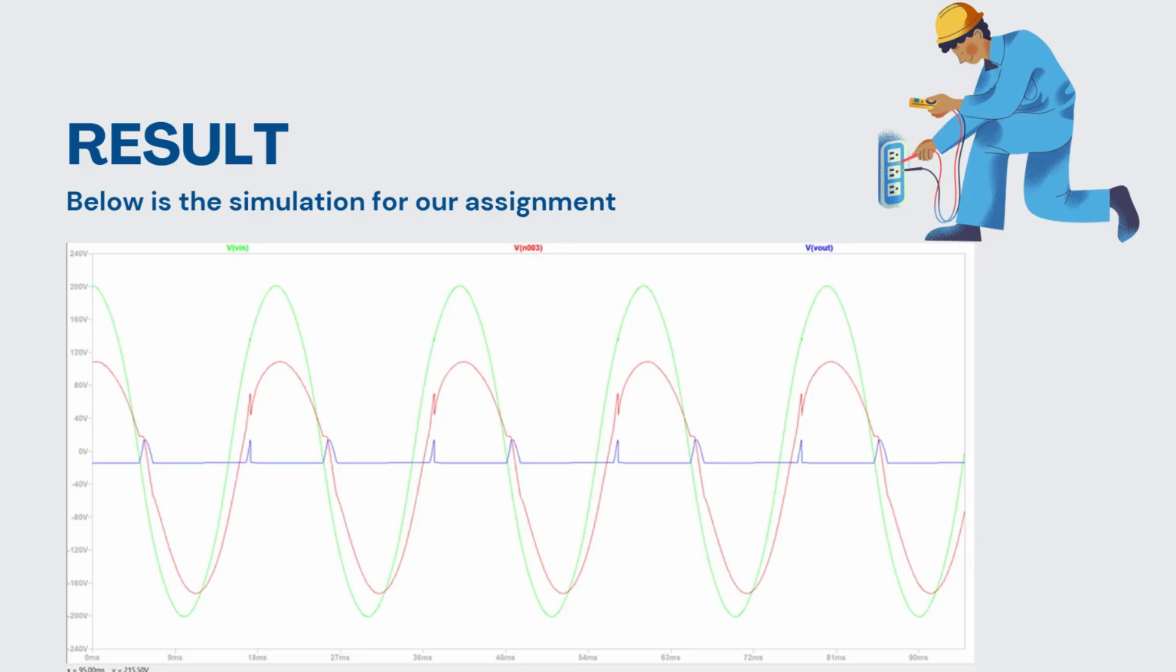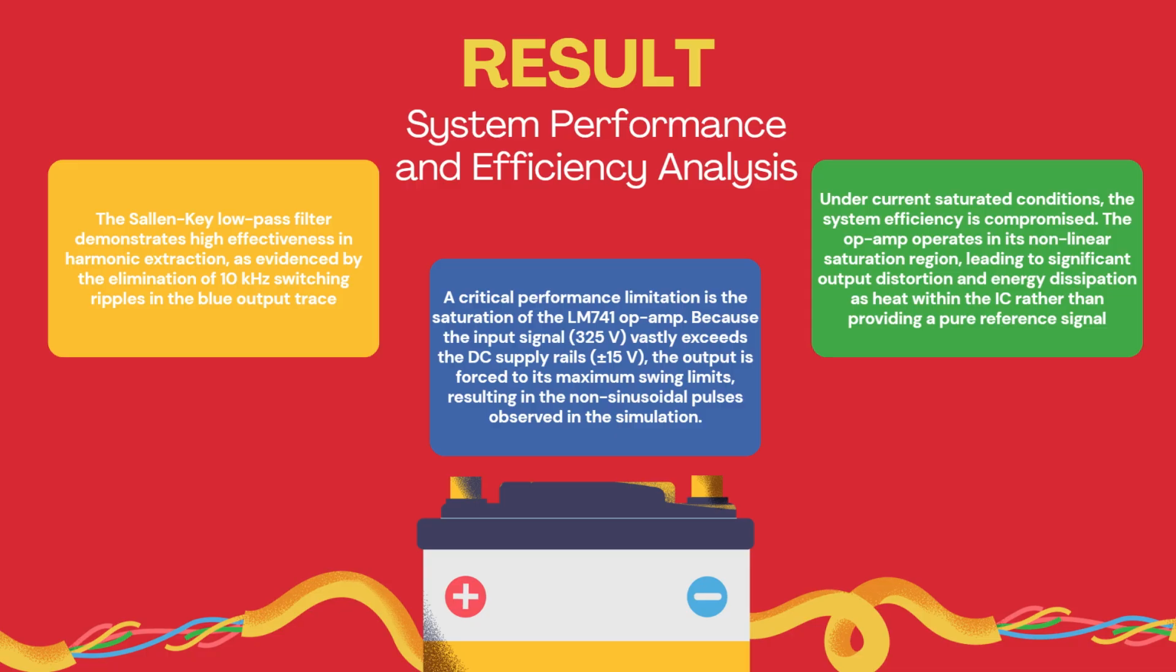This is our simulation waveform. From the waveform, there are three types of curve with different colors. The green curve refers to the input voltage, the blue one is the output voltage, and the last one, the red one, represents the voltage after the resistor R1. Next, I will talk about the system performance and efficiency analysis.